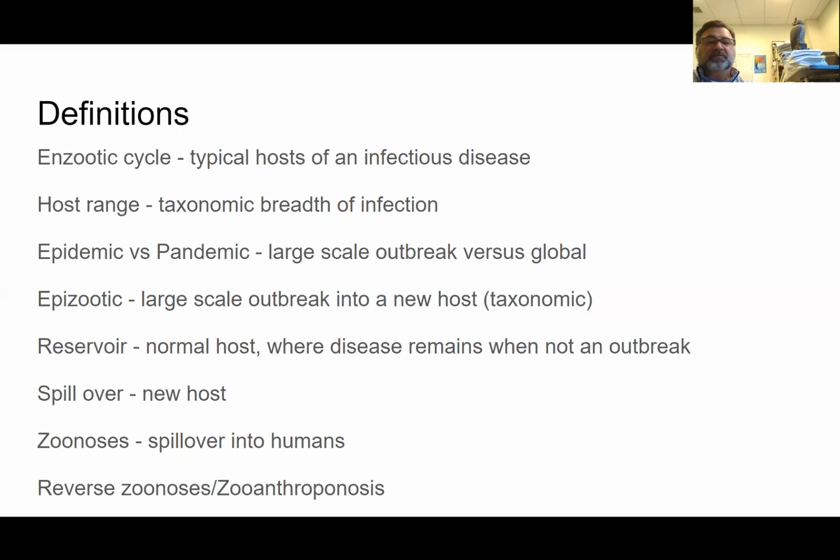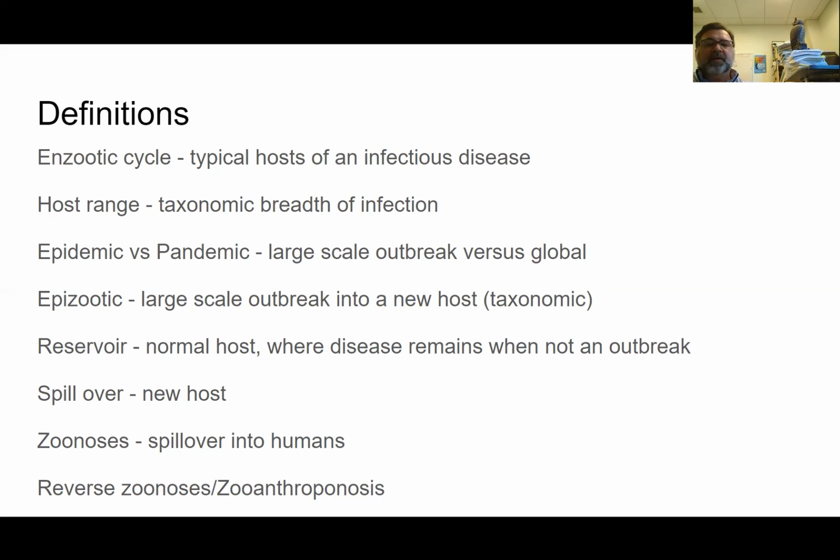Infectious agents have a host range. That is the taxonomic breadth of infection. So a large breadth would be, it's not very specific, it's very broad. So there are a few diseases that even cross classes. So for example, influenza can jump from mammals into birds, okay?